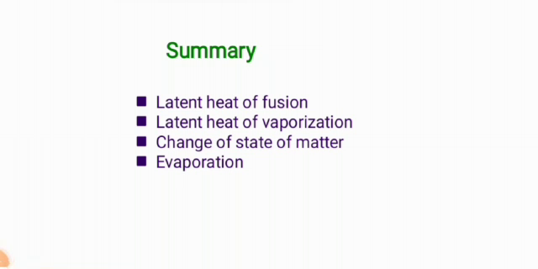Now students, this was all about today's lecture. Now I am going to summarize today's lecture in just 1 to 2 minutes. So students, we discussed latent heat of fusion and latent heat of vaporization in today's lecture. And we discussed that the heat energy that is required to change unit mass of a substance from solid to liquid state at its melting point without any change in its temperature is called its latent heat of fusion.